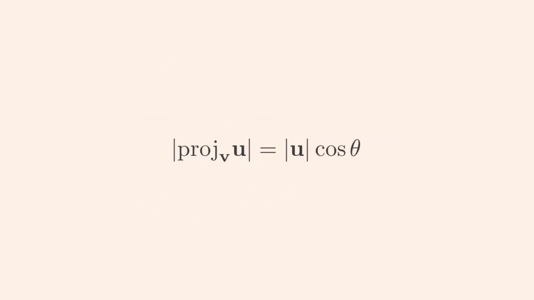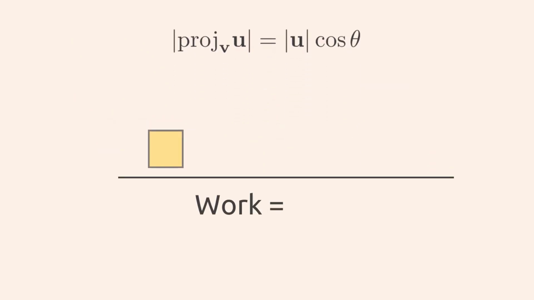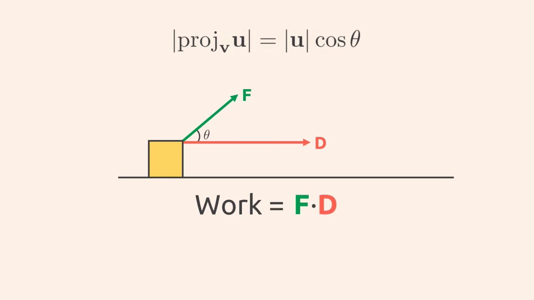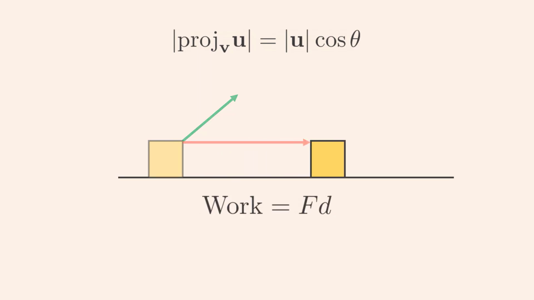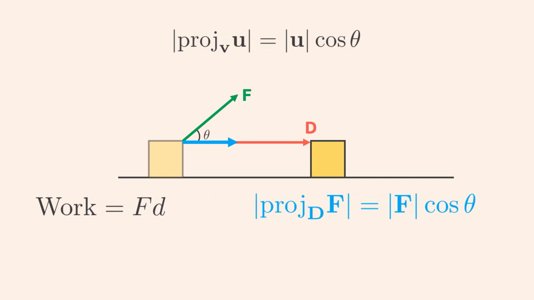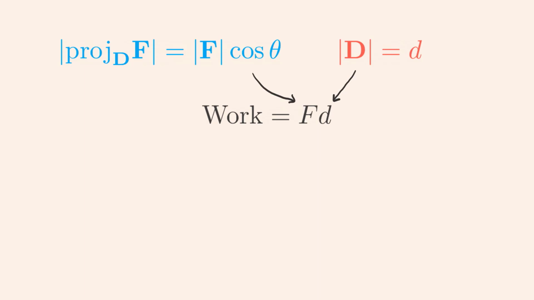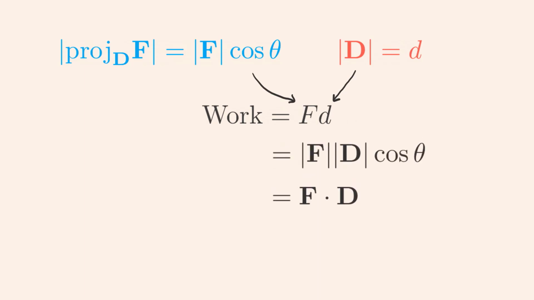Using the magnitude of the projection, we can show that the work done on an object by a constant force forming an angle theta with the displacement vector is the force vector dotted with the displacement vector. Why? First, we recall that the work is defined to be F times distance d. As you can see here, the magnitude of the projection is the magnitude of F times cosine of theta, and the magnitude of the displacement vector is the distance. Multiplying them, we have the dot product.